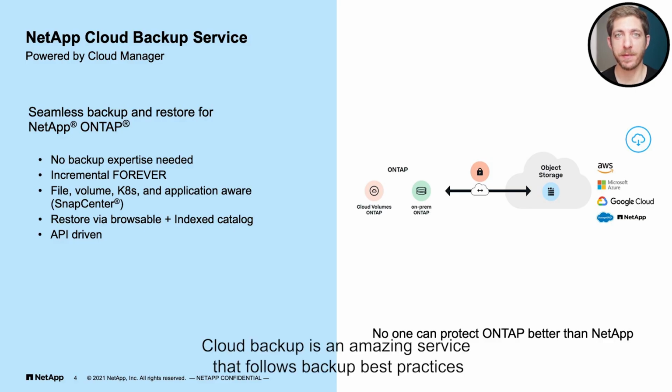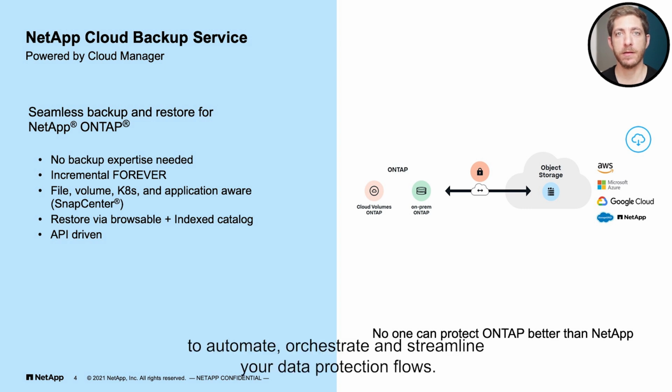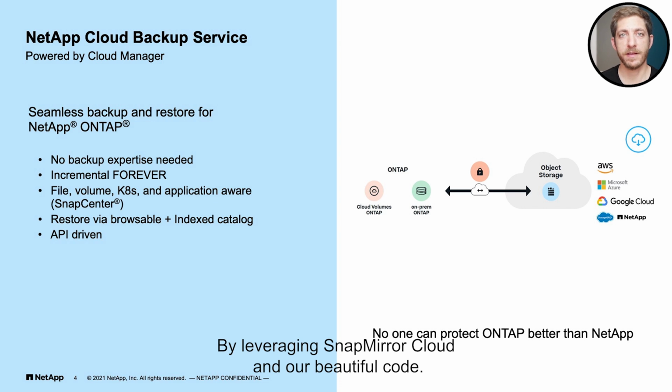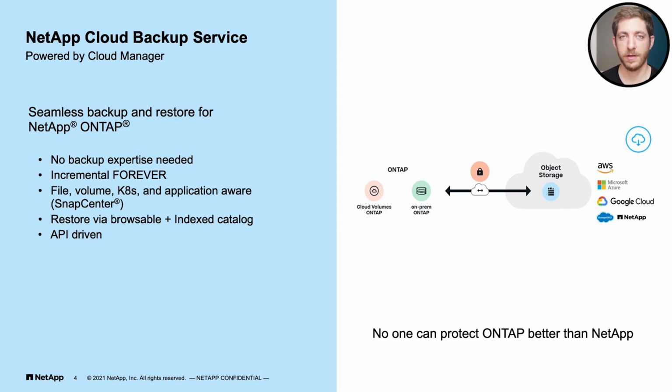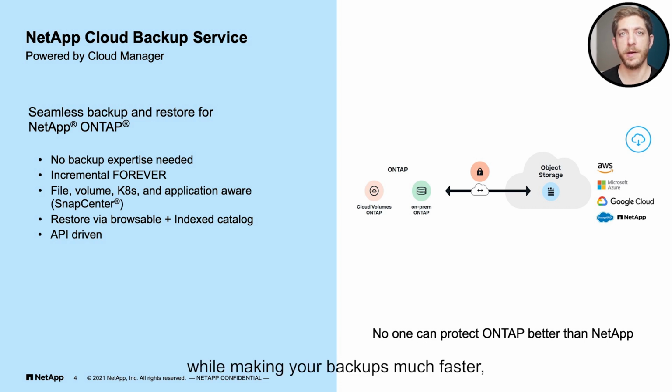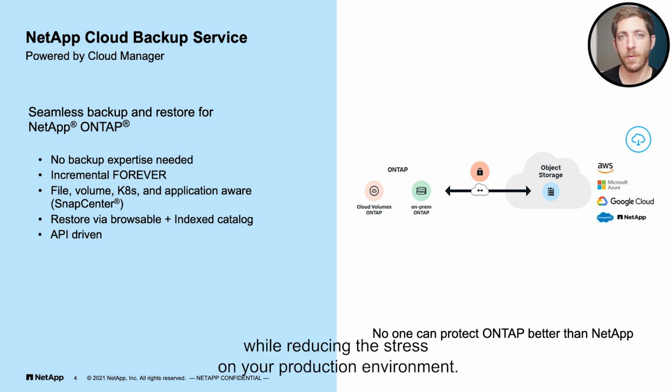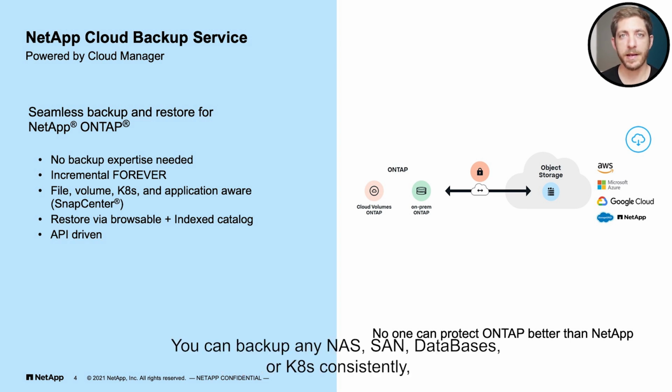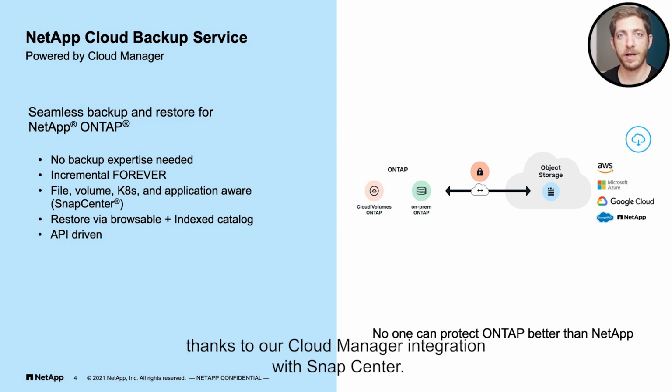Cloud Backup is an amazing service that follows backup best practices to automate, orchestrate, and streamline your data protection flows. By leveraging SnapMirror Cloud and our beautiful code, we actually remove the need for any backup expertise while making your backup much faster, while reducing the stress on your production environment. You can backup any NAS, SAN, database, or Kubernetes consistently thanks to our Cloud Manager integration with SnapCenter.